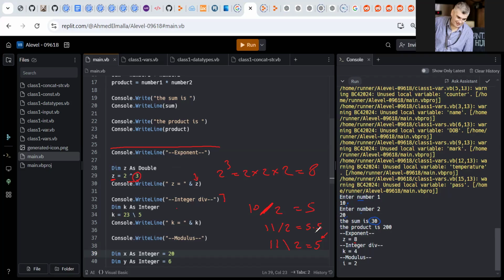If you look here, when I divided 23 by 5 using integer division, the result for me was 4. So why 4? Because, okay.